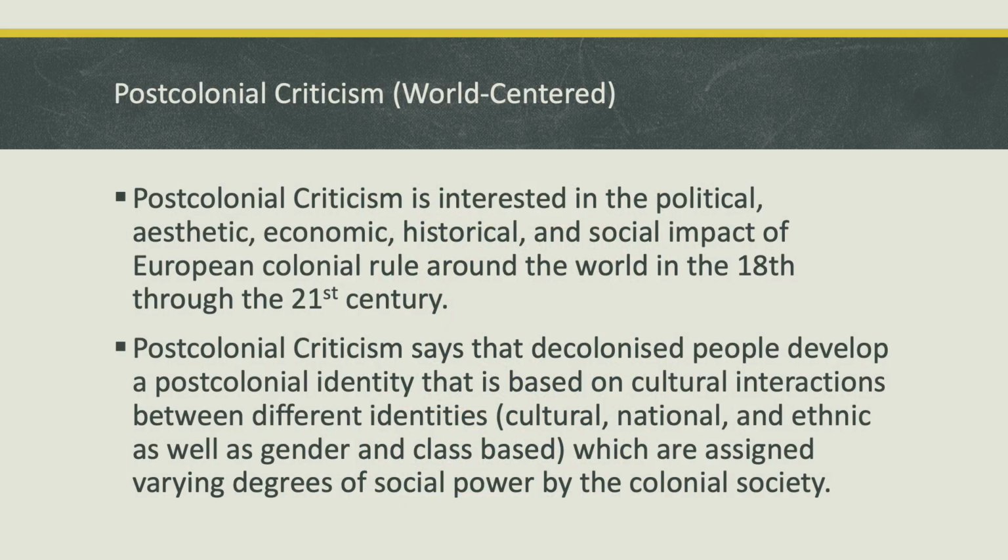Post-colonial criticism is another world-centered approach. It's interested in the impact of European colonialism around the world from the 18th through to the 21st century. Now, Japan, of course, was not colonized. However, Nikkei were marginalized. So some of the same types of thinking from post-colonial criticism can be applied to Nikkei.